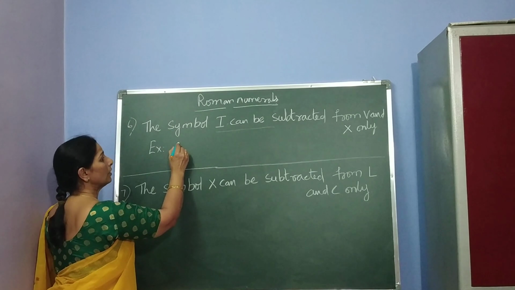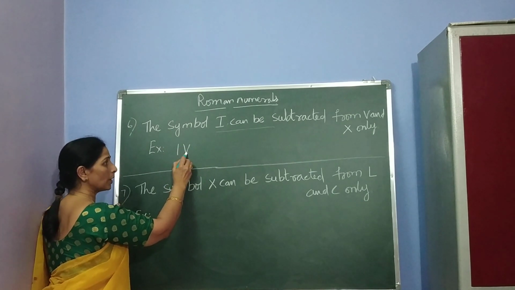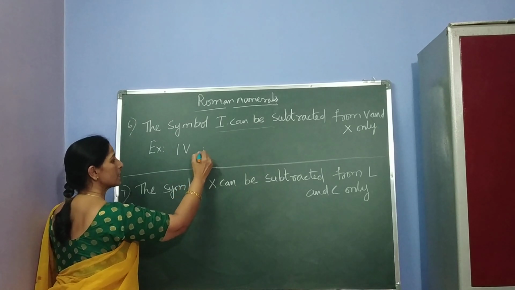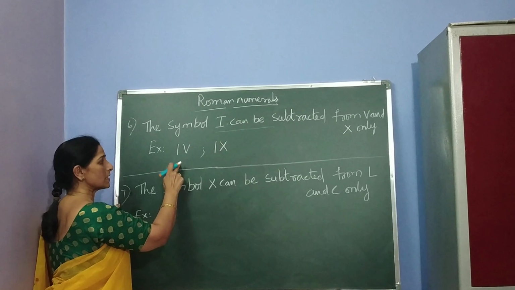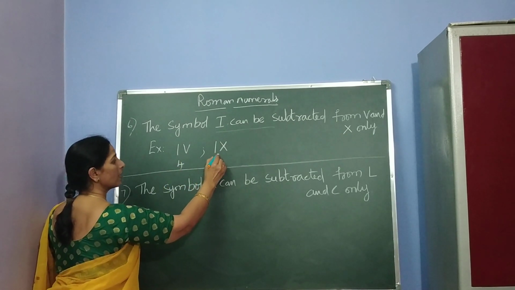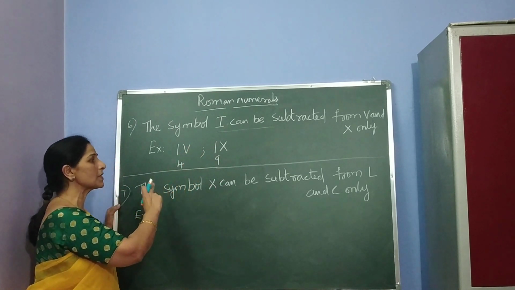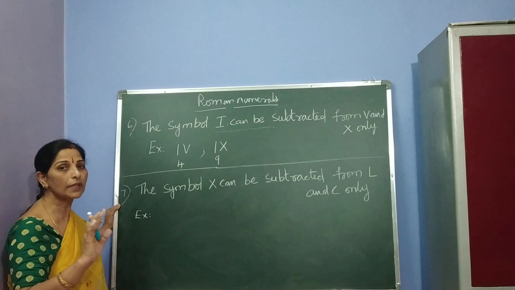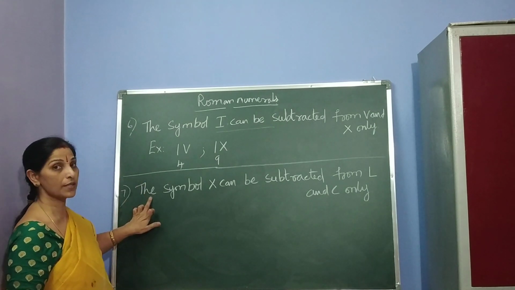See, I can be subtracted only from V. And what is the other symbol? I can be subtracted only from X. The number for IV is 4. The number for IX is 9. So I can be subtracted only for these 4 and 9, not from the remaining other symbols. Okay. Now come to the next rule, children.